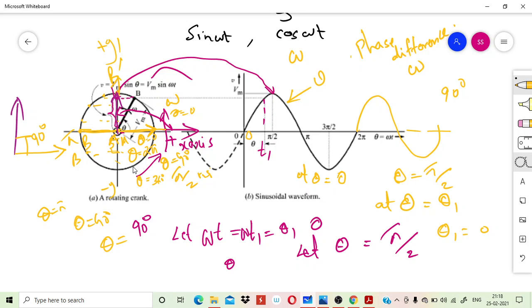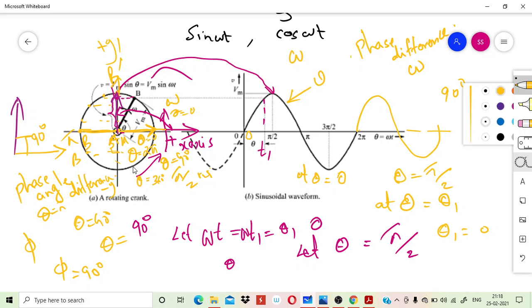This angle is known as the phase angle or phase angle difference, and it is denoted by phi. Here phi is equal to 90 degrees. I can prove this concept in another way also.